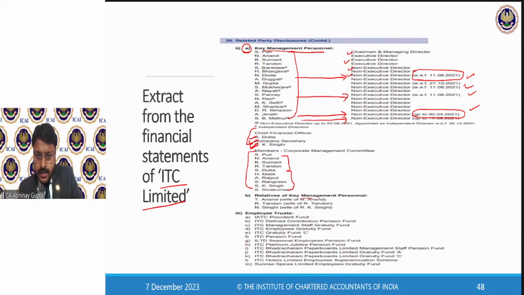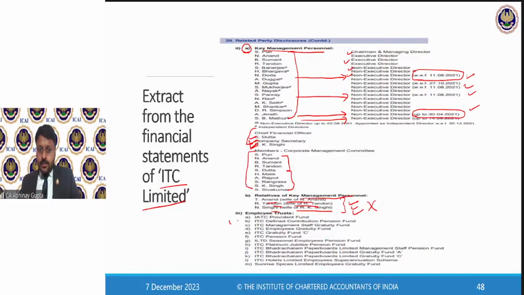Then relatives of the key managerial persons. For example, T. Anand, wife of A. Anand. T. Tandon, wife of R. Tandon. T. Singha, wife of R. K. Singh. So this is how I will present those relatives with whom I have transactions. Otherwise, this wouldn't have been required.